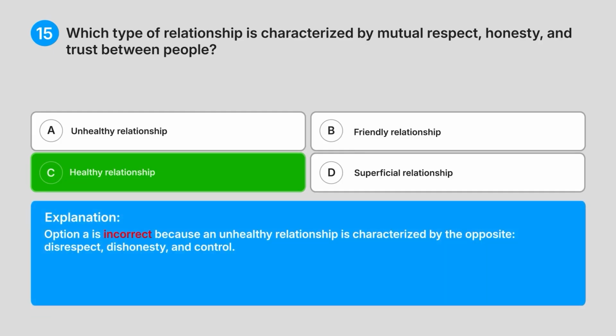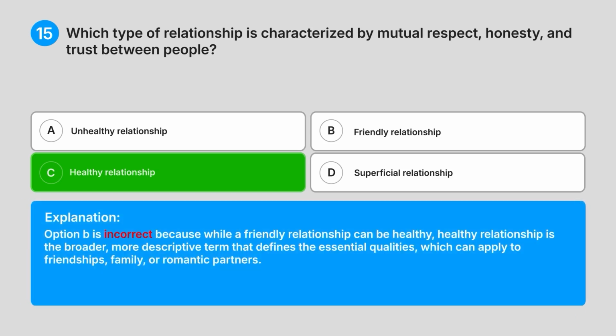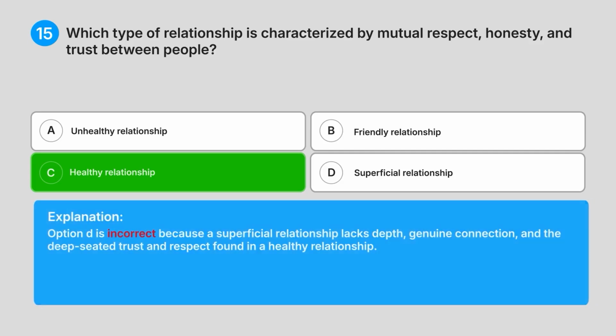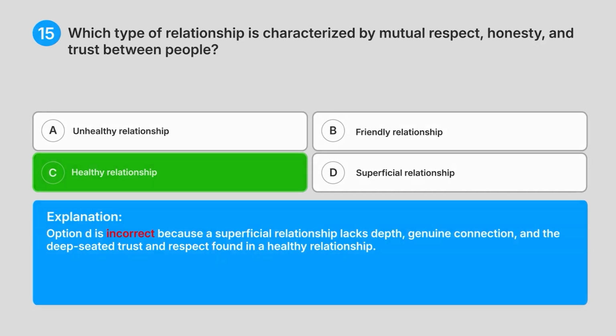Option A is incorrect because an unhealthy relationship is characterized by the opposite: disrespect, dishonesty, and control. Option B is incorrect because while a friendly relationship can be healthy, healthy relationship is the broader, more descriptive term that defines the essential qualities, which can apply to friendships, family, or romantic partners. Option D is incorrect because a superficial relationship lacks depth, genuine connection, and the deep-seated trust and respect found in a healthy relationship.